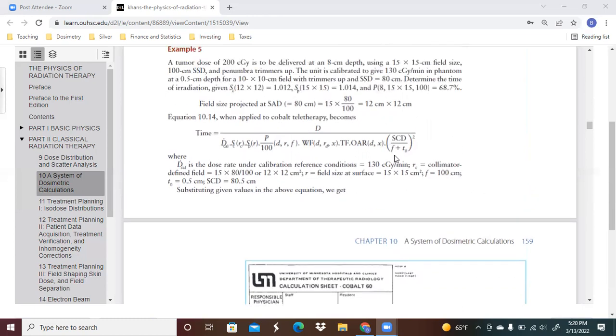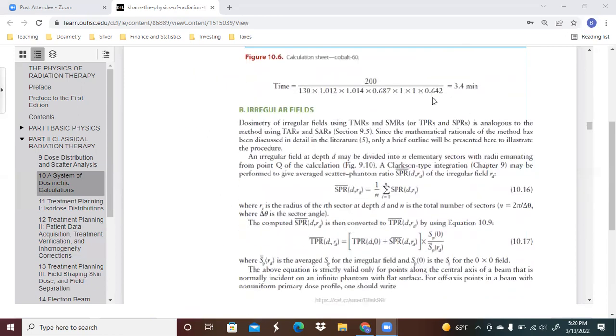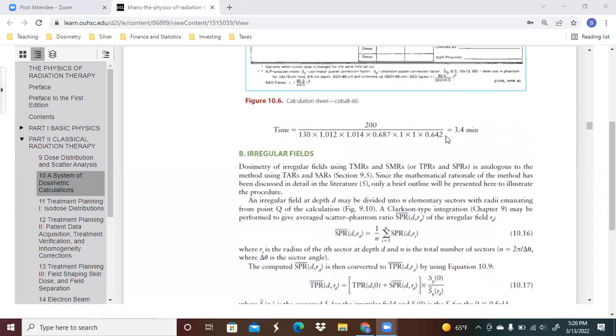finally here we have SCD, which in this particular case is 80.5 because you're looking at the calibration distance, which is going to be 80. And for a cobalt, your maximum is going to be 0.5. So you add those two together, and that's where that comes from. And then here you're going to have 100 plus 0.5. So when you put that information in here, you got 80.5 over 100.5. That squared ends up being 0.642. So when you take 200 and you divide it by the product of all of those, you come up with 3.4 minutes.